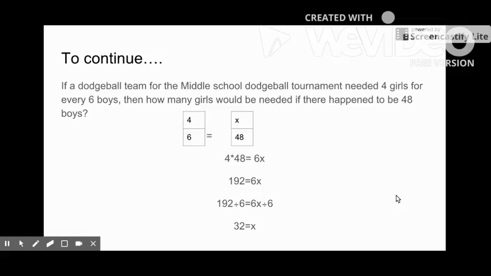Then we'll cross multiply the proportion numbers and get 4 times 48 equals 6x. Then we would solve the equation to get 192 on the left and keep 6x on the right. Last, we will divide both sides by 6 and get the answer of 32 equals x.